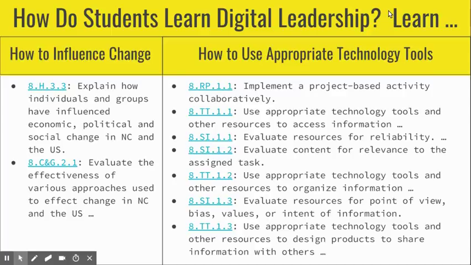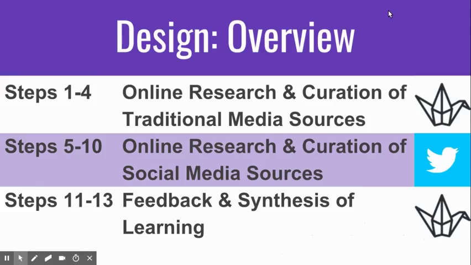One, how to influence change, which they can learn by researching and evaluating sources about how individuals and groups have influenced change in North Carolina and the United States. And two, how to use appropriate technology tools, which they can learn by practicing with tools for accessing and organizing information and designing products, as well as observing how others use these tools. My project has 3 stages, each with multiple activities for accomplishing the objectives on the previous slide.